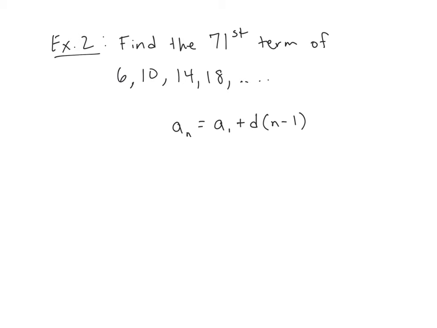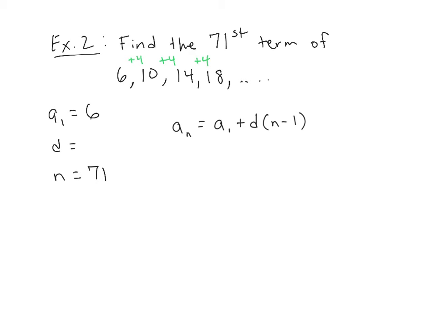Now, I have some things I can plug in here. I need to know what my first term is, what my common difference is, and what n is. In this case, my first term is 6, and n is going to be 71, because that's the number of the term I'm finding. And then my common difference, in this problem, what would my common difference be? Enter your answer when you're ready.